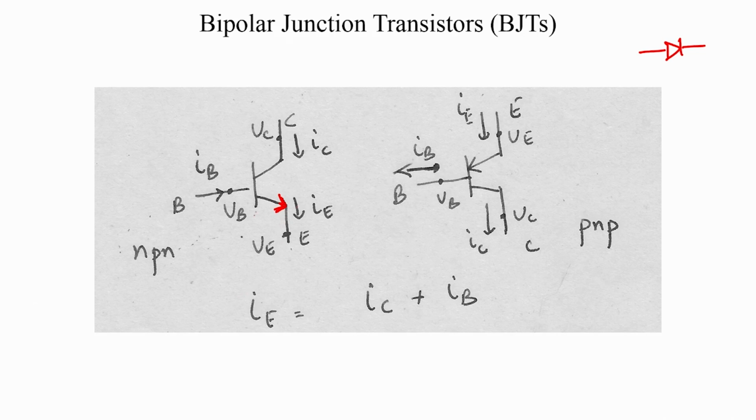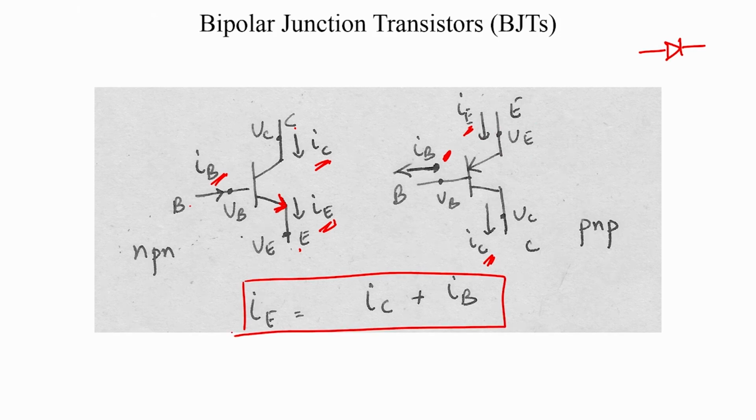So, for the NPN BJT you have the collector, the base and the emitter, and you have the collector current, the emitter current and a base current. Similarly, for the PNP BJT you have the emitter current, the collector current and the base current, and in either case this relation holds true. We have probably leapt into this a little early, but it is just to introduce the circuit symbol for the BJT.